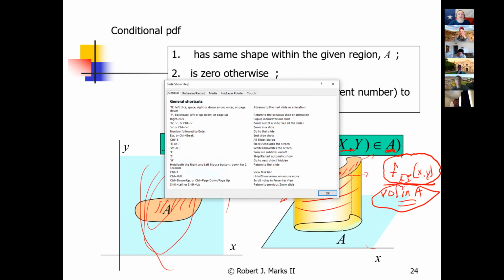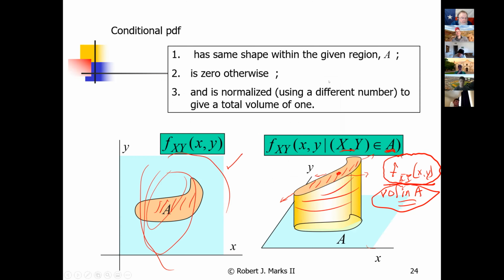What am I doing here? I don't want slideshow help. I think I hit the wrong button.